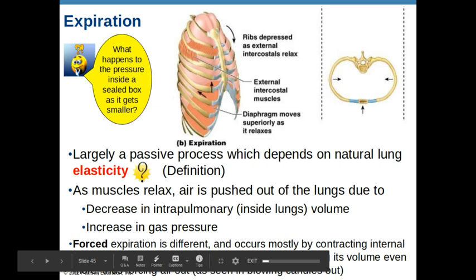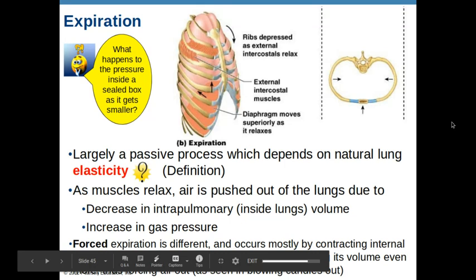So this expiration is the result of what's called elasticity. As these muscles basically go back to where they were, the pressure in the thoracic cavity increases, and that naturally forces air back outside of the lungs. And that's called exhalation or expiration.